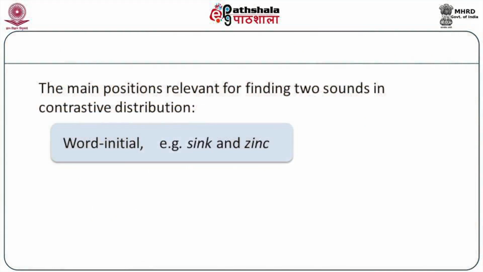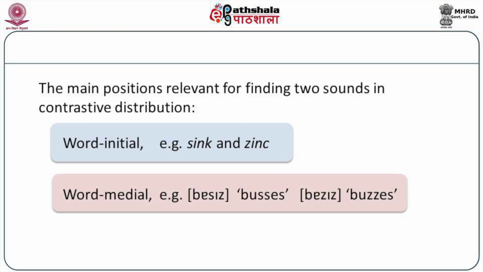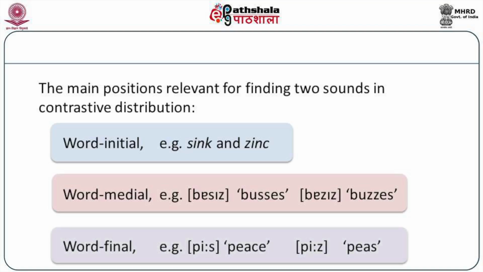We can establish two sounds through contrastive distribution by looking at the environments in the middle of a word or at the end of a word. For example, in the two words buses and buzzes, we get the contrast between s and z in the middle of words. And in the words peace and peas, we get the contrast between s and z at the end of words.